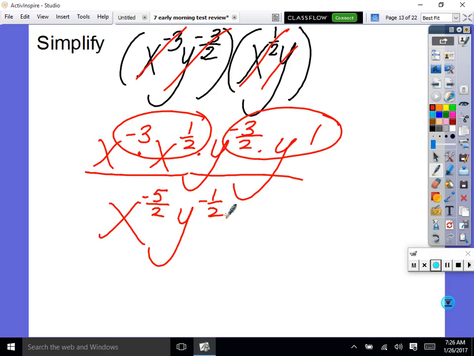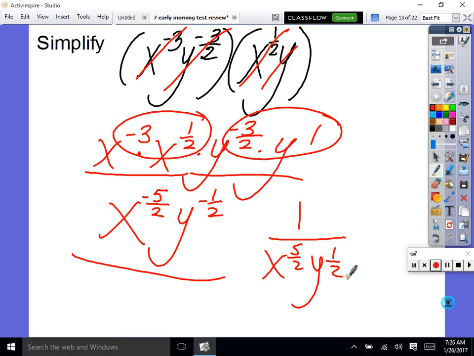Is that our acceptable final answer? No, because we can't have negative exponents in our final answer, right? So the last step is literally flip anything with a negative exponent over a fraction. So both of them need to be flipped. What's left on top? So we have 1 over x to the 5/2, y to the 1/2. And we are not going to rewrite that as a radical because didn't we start with exponents that are fractions? So you can end with exponents that are fractions.